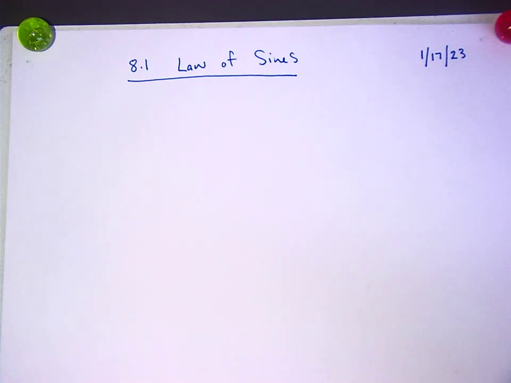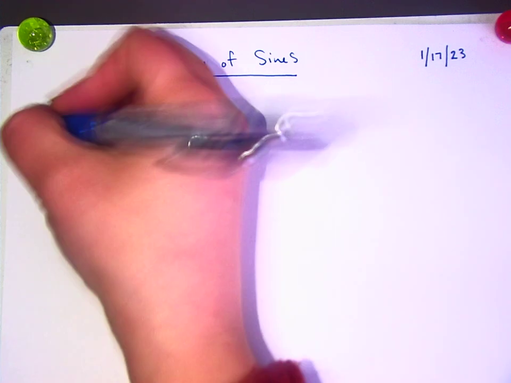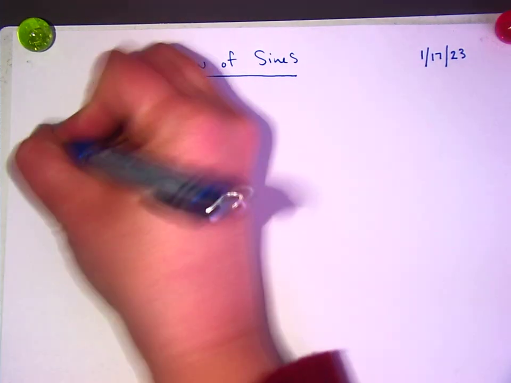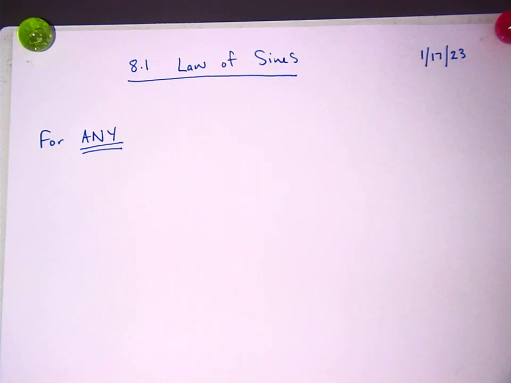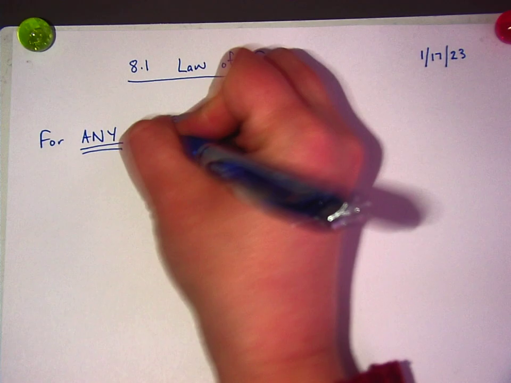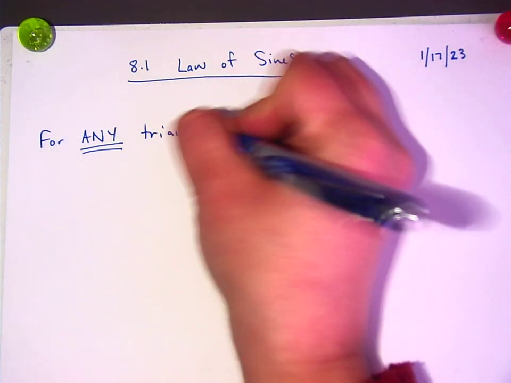What shape do we usually use with law of sines? What kind of triangle? A right triangle is used for regular SOHCAHTOA, and law of sines works with any triangle. So it does not have to be a right triangle. For any triangle, remember, SOHCAHTOA only works with right triangles, but law of sines works with any triangle.